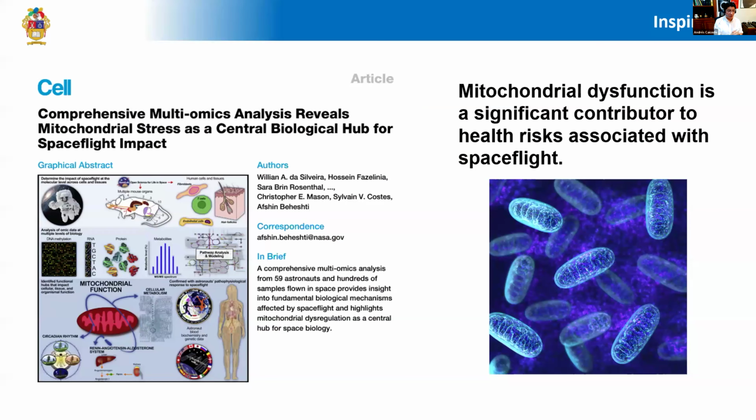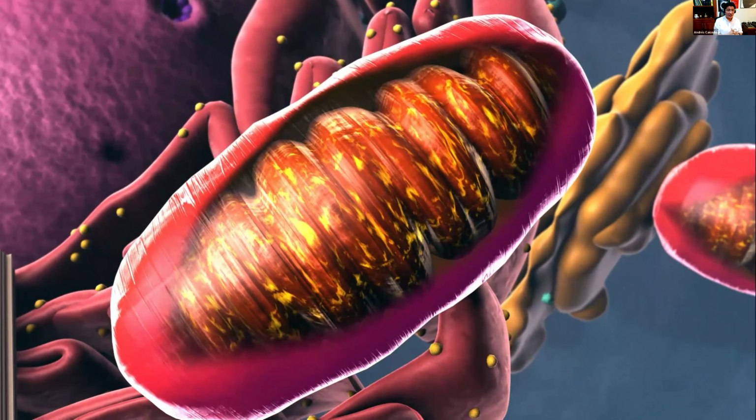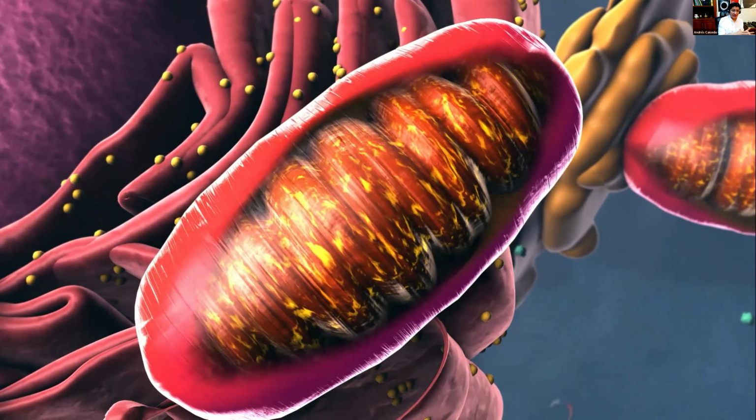This seminal article was the base of some of the amazing research that we are performing, in which it was observed that mitochondrial dysfunction is a significant contributor to the health risk associated with spaceflight. Mitochondria are at the center of many of the deregulations that we could be observing in the muscle, the loss of bone mass, and many other factors that could be affecting the health of astronauts during long-term spaceflight. So let's focus a little more on this amazing organelle to understand better its key role inside the cell, but also outside the cell.